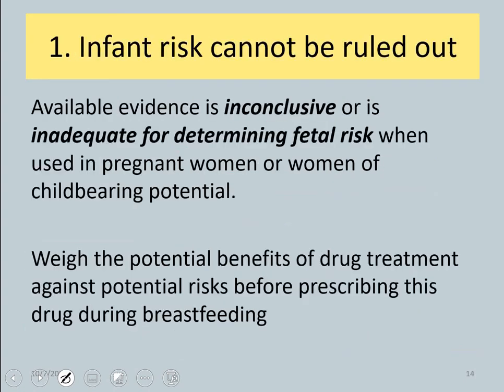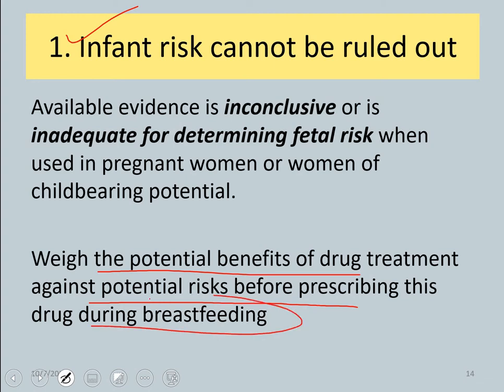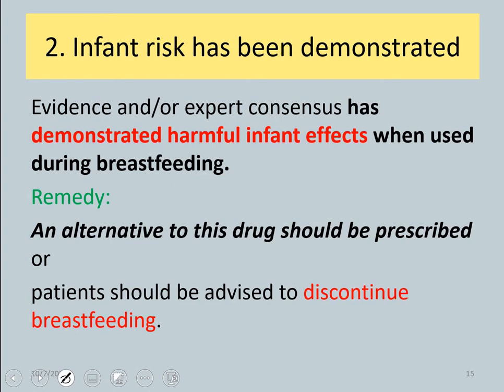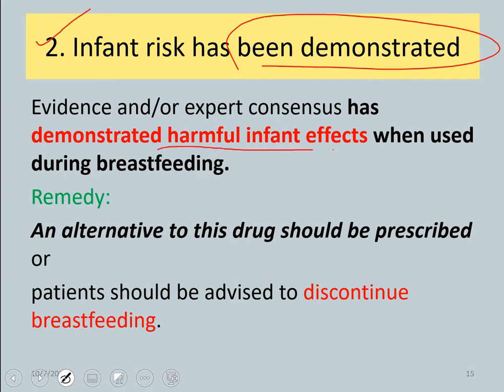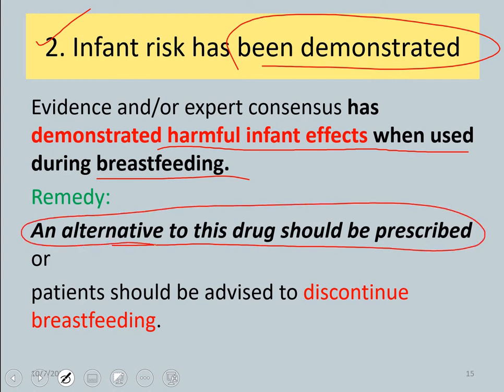Let me go one by one. When infant risk cannot be ruled out, you have to weigh the potential benefits of the drug treatment against the potential risk of prescribing this drug during the breastfeeding or lactation period. So it's more or less like the WHO or FDA recommendation. And when infant risk has been demonstrated, you have to clearly say that the infant risk has been demonstrated during breastfeeding or lactation. So what is the remedy? You will go either for an alternate prescription of drugs, or you have to discontinue the breastfeeding.